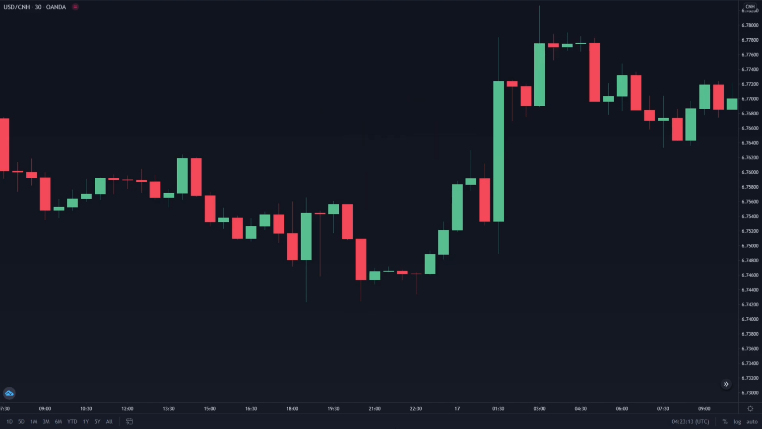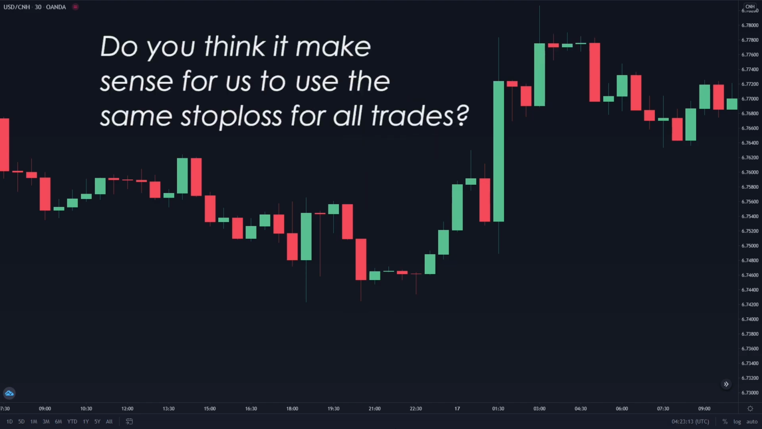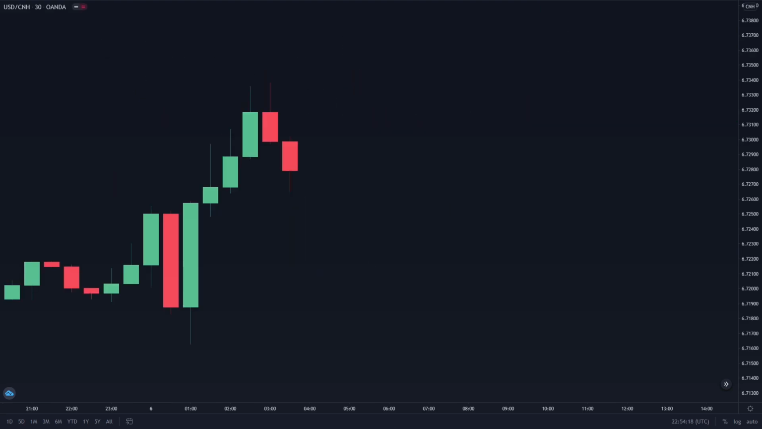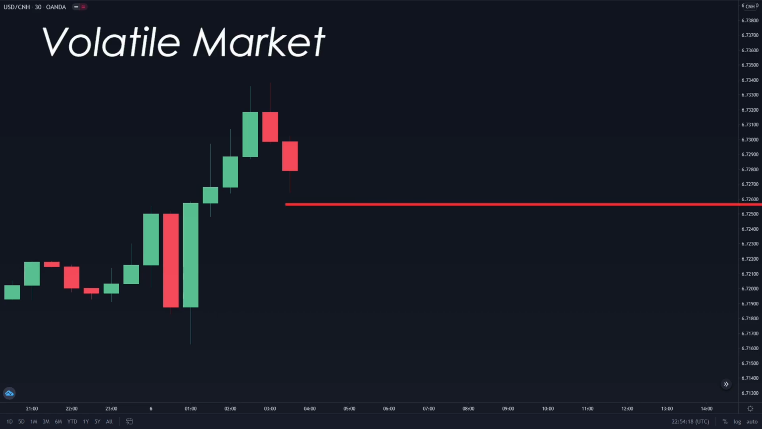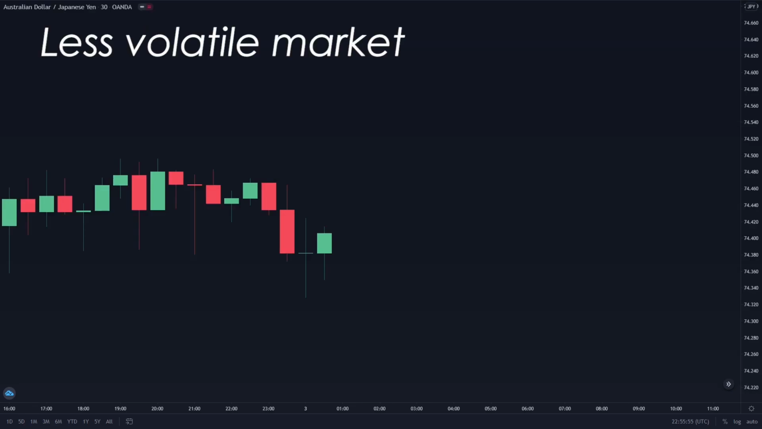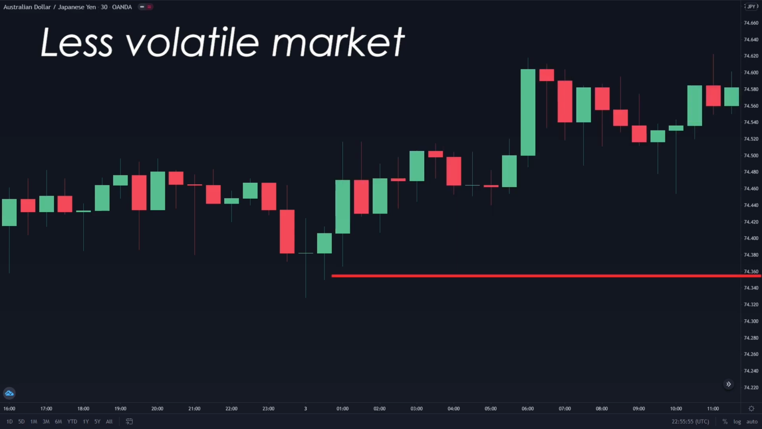So knowing that different markets have different levels of volatility, do you think it makes sense for us to use the same stop loss for all of them? Of course not. Because if a market is more volatile and you put a small stop loss, 9 times out of 10 it will most likely get hit. But if the market is calm and less volatile, a smaller stop loss would make much more sense.